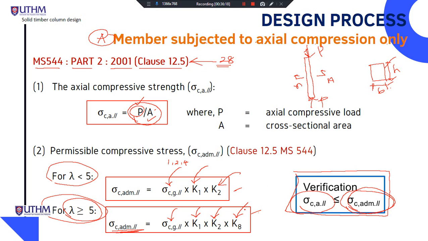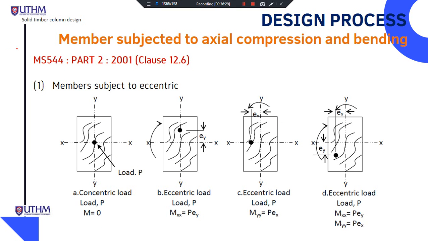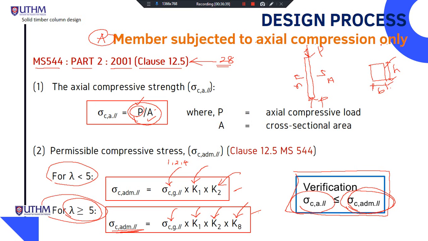And this K8 is determined using the formula or table 10. So the second case is member subjected to axial compression and bending. So before we discuss further, we go back to this case A.